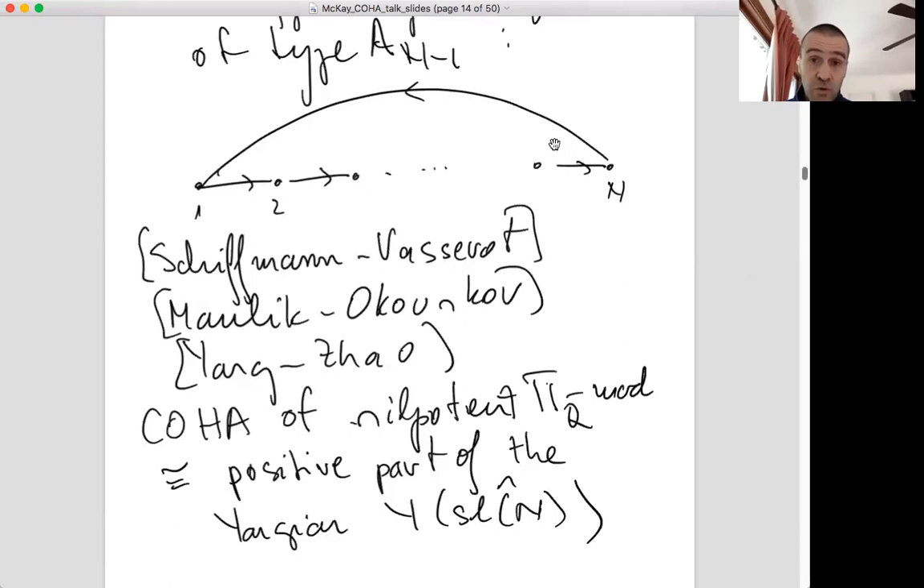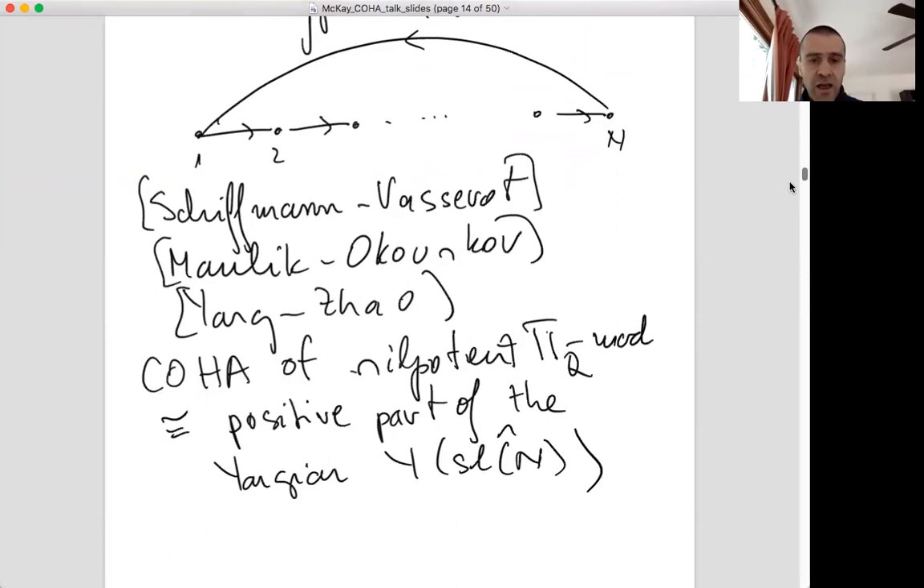Then, of course, you have to run the whole machinery, do the double, then take the relations and do all that. And then you get a cohomological Hall algebra. And there is a lot of work on this. There is a lot of work on finding explicit presentations for this cohomological Hall algebra, and it's based on Schiffmann-Vasserot, Maulik and Okounkov, Yang and Zhao. And the end result is that the cohomological Hall algebra of nilpotent representations of pi Q is isomorphic to the positive part of a Yangian algebra, an affine Yangian. So the Yangian of affine SL_n.